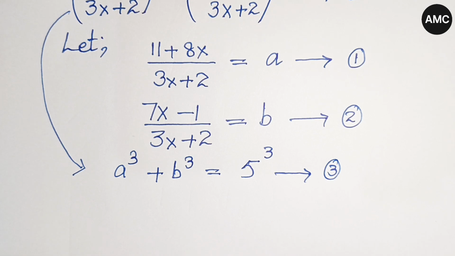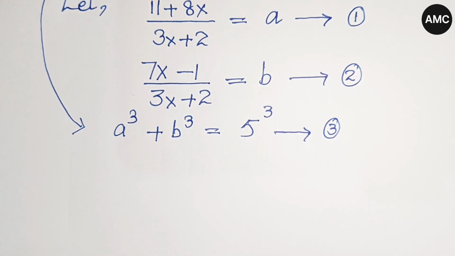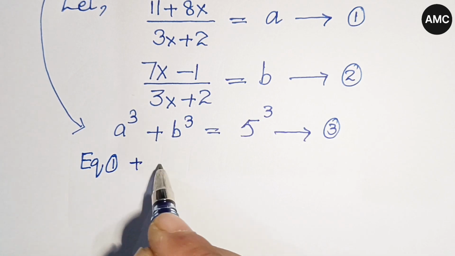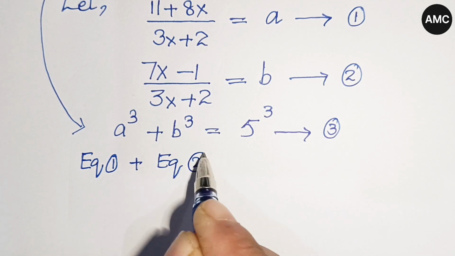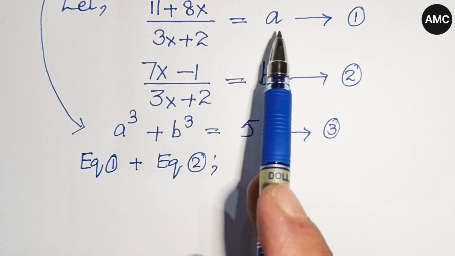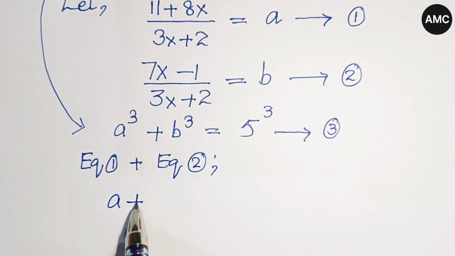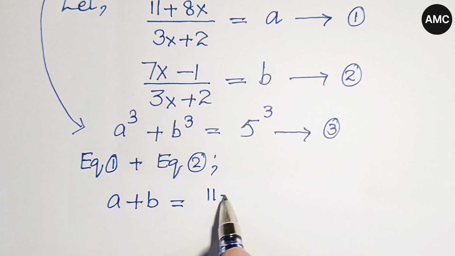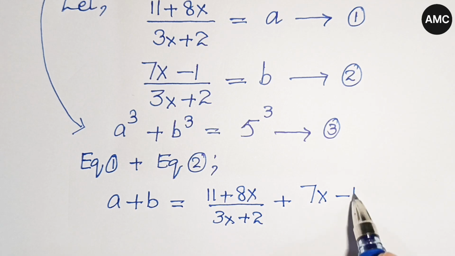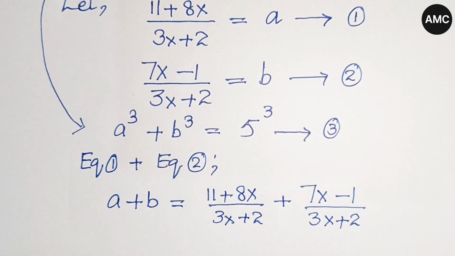Now if we add equation 1 and equation 2, the left hand side gives a plus b. So a plus b is equal to (11 + 8x) / (3x + 2) plus (7x − 1) / (3x + 2), which are the right hand sides of equations 1 and 2.